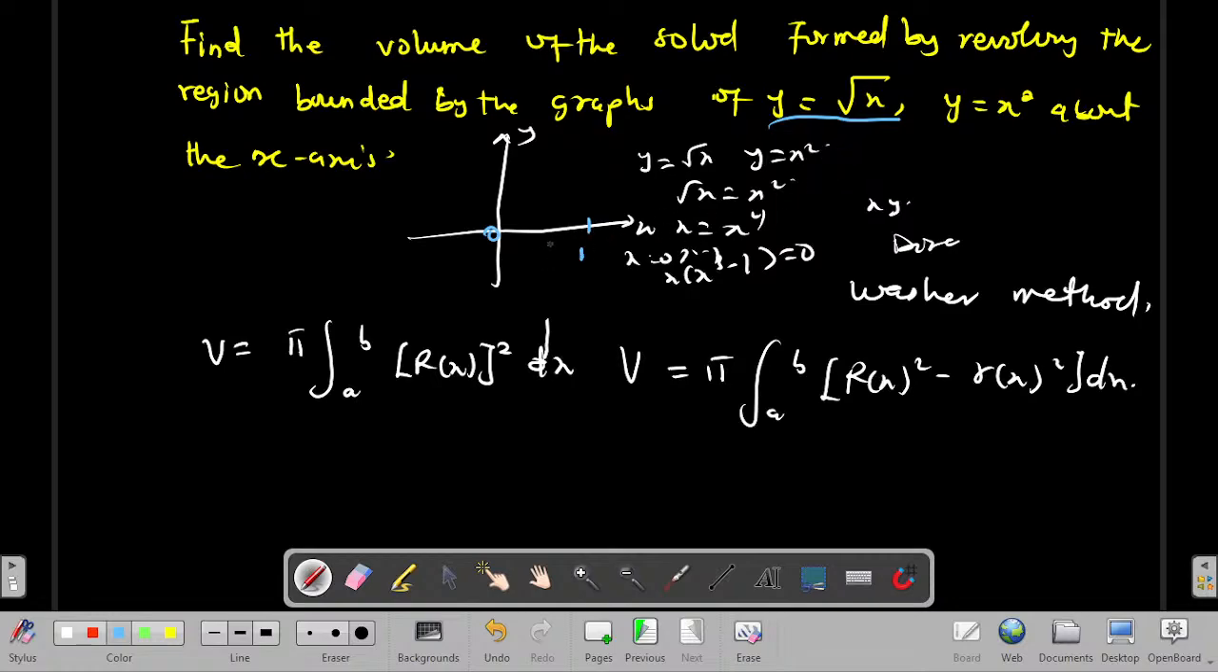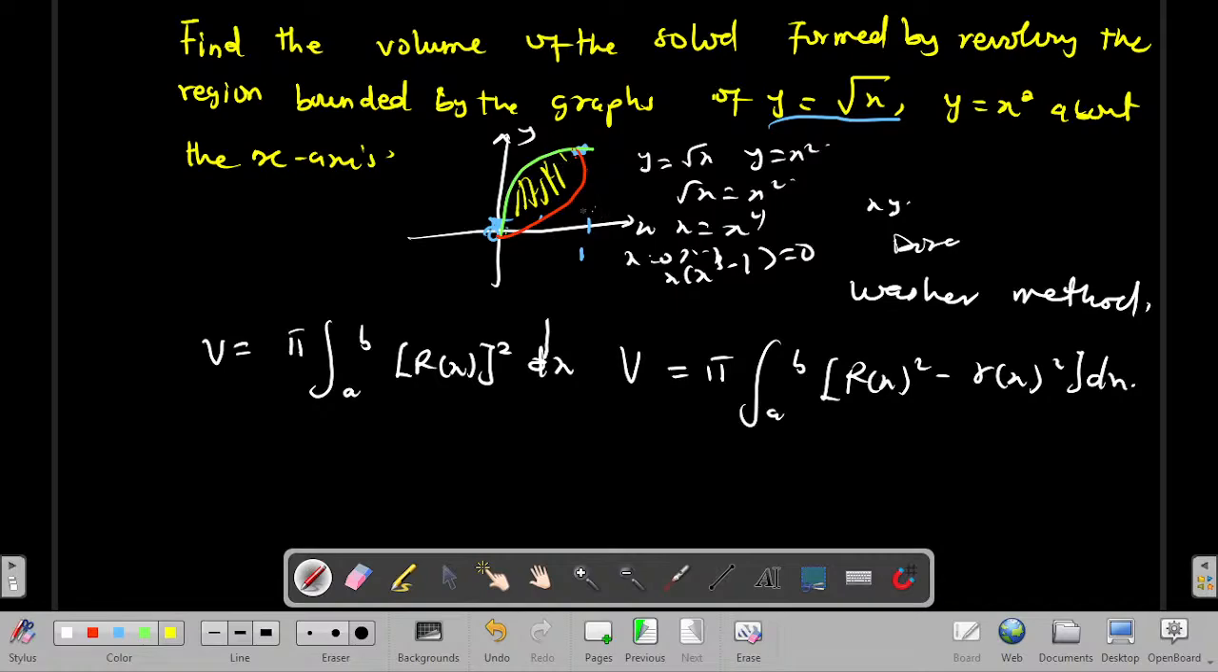Now that you have our x boundaries, what are the boundaries for y? When x is 0, y is 0. When x is 1, y is 1. So I'll have a point here, another point at 1, 1 and 0. For y equals square root of x, that is the maximum going up, and I'll have my y equal to x squared going down.